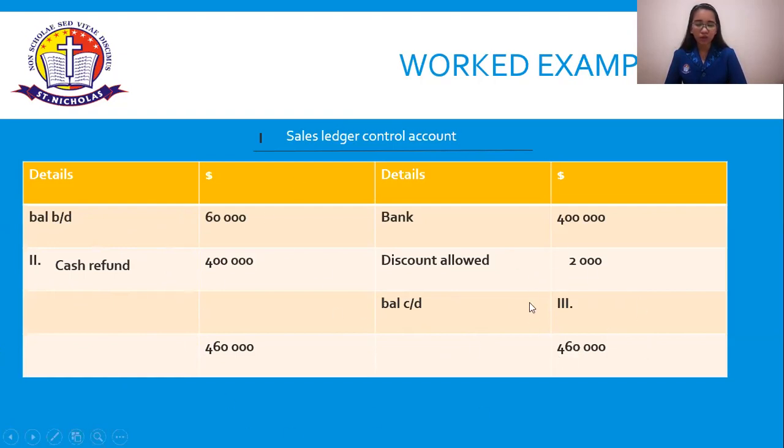In here we just find out the balance c/d. Very easy because I already put the total of them. In here this is 460,000, 460,000 on both sides. In here we must find out the balance c/d. The balance c/d is the difference. So 460,000 minus 400,000 minus 2,000 equals, yes, 58,000. So 58,000, the balance c/d is on the credit side. It has the same meaning as the balance b/d. We write here 58,000. So the answer is 58,000.